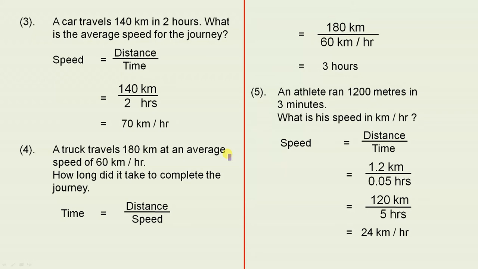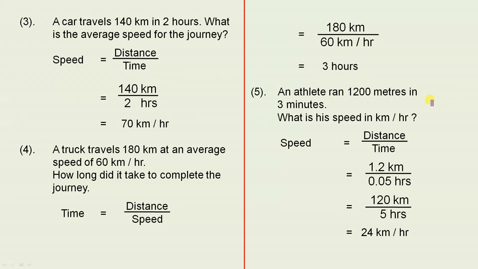Number 4. A truck travels 180 kilometers at an average speed of 60 kilometers per hour. How long did it take to complete the journey? That's the equation we use because we're looking for time. So we have 180 kilometers over 60 kilometers per hour, and that gives us 3 hours to complete the journey.